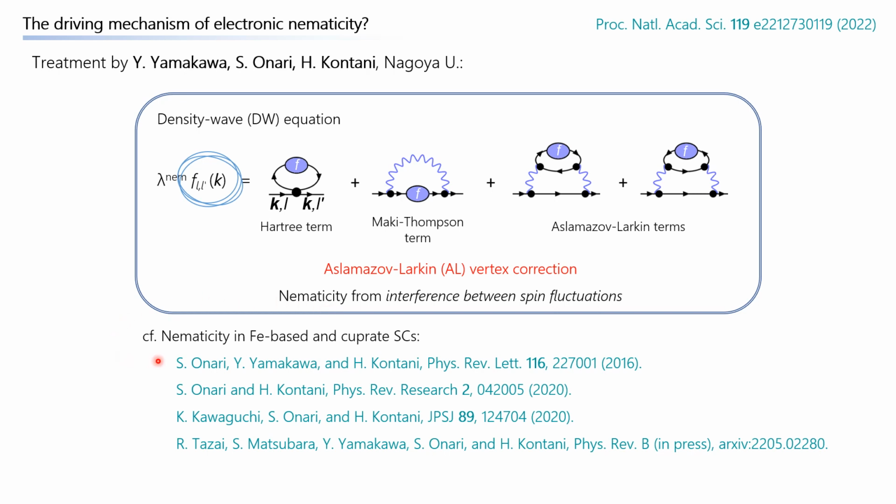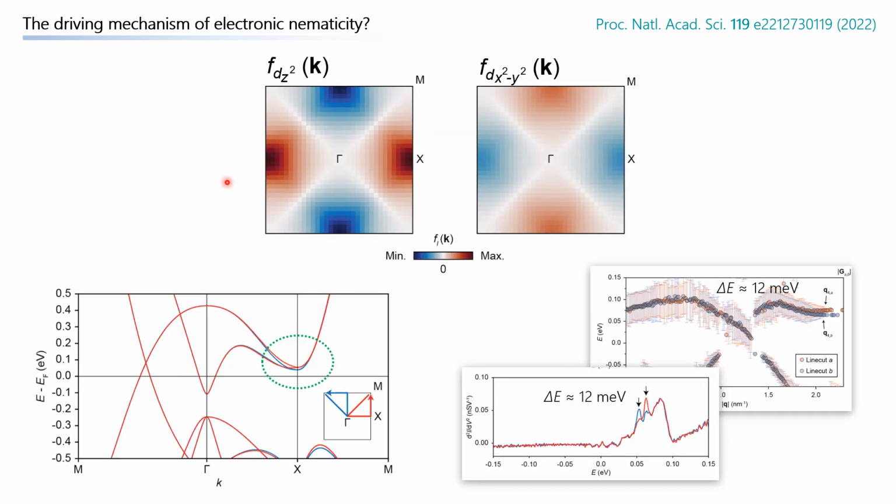And this methodology is described more fully in these papers, if you're interested. Okay. So the final objective here is to numerically calculate the form factor, which is represented here as f of k, for each of the relevant orbitals. And once those are calculated, they appear as shown here.